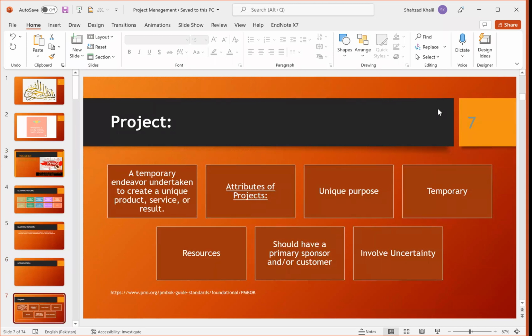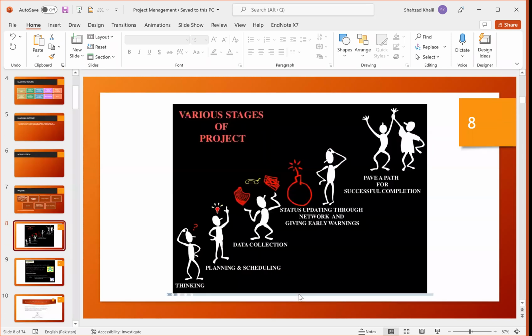A project is defined as a temporary endeavor undertaken to create a unique product, service, or result. The attributes of a project include that it should have a unique purpose, it should be temporary, resources are required, it should have a primary sponsor or a customer, and it involves uncertainty. Various stages of a project include the thinking process, then planning and scheduling, then data collection, status updates through network and giving early warnings, and a pay path for successful completion.